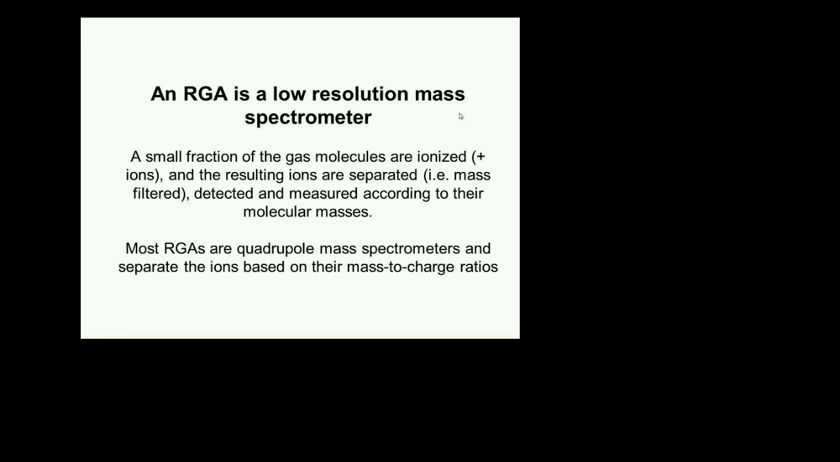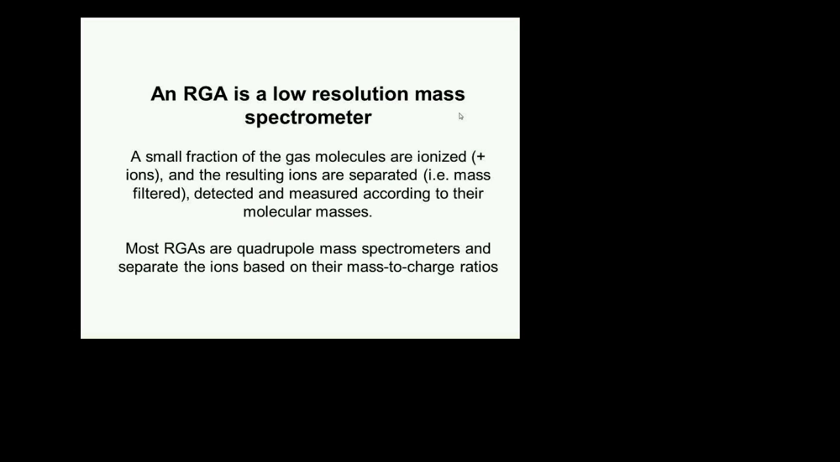So as in any mass spectrometer, as it is immersed into the vacuum chamber, the gas molecules from that vacuum environment find their way into the RGA sensor or mass spectrometer, and a small fraction of the gas molecules are ionized into positive ions most of the time. The resultant ions are then separated essentially by mass filtering, based on their mass-to-charge ratio, and they are detected and measured according to the molecular masses. That's exactly how an RGA works.